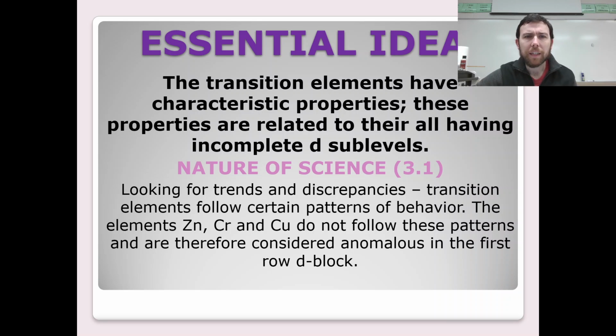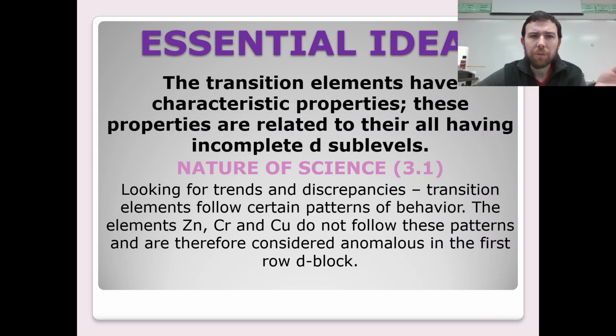Now, this is going to be kind of the big idea that we're looking at within this particular topic within HL chemistry, is that the transition elements have characteristic properties and that these properties are related to them having incomplete D subshells, right? For most of them, right? Obviously, there are going to be some that have a complete D subshell, but we'll work through that as we get through it. And we're also going to be looking for trends and discrepancies within the transition metals, because what we can find is that transition elements, like the other elements on the periodic table, follow certain patterns of behavior.